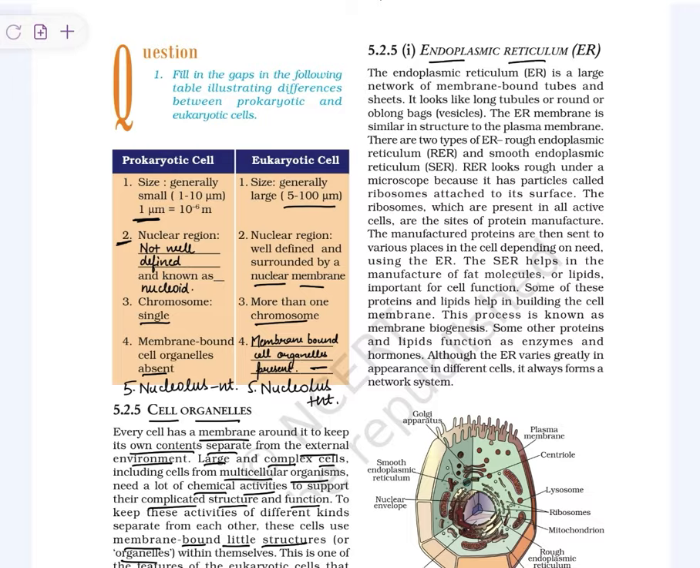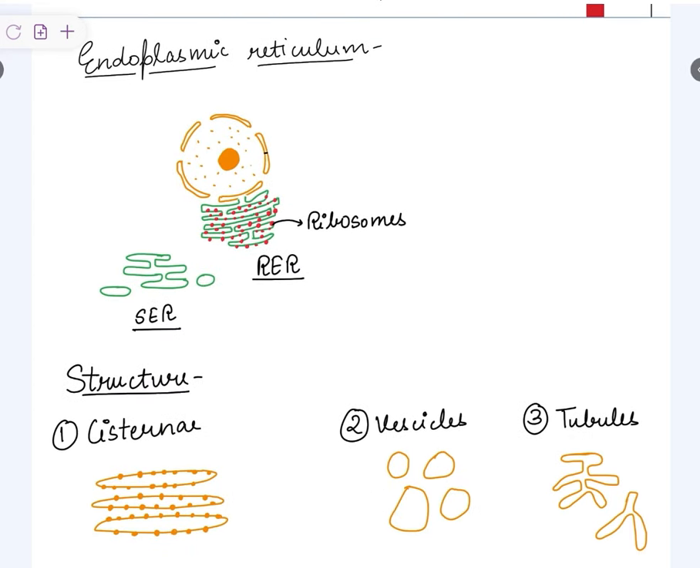Endoplasmic reticulum is a large network of membrane-bound tubes and sheets. It looks like long tubules or round or oblong bags. The ER membrane is similar in structure to that of the plasma membrane. So let's first understand that. This is the structure of the endoplasmic reticulum. This is actually the nucleus, and the green colored line represents the endoplasmic reticulum. So here the endoplasmic reticulum is attached to the nucleus.